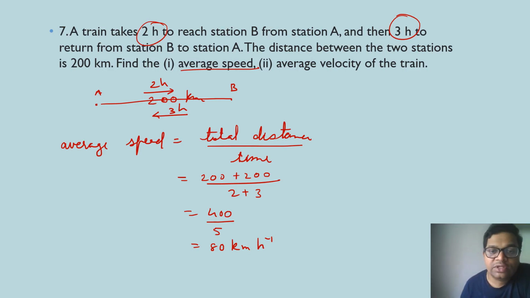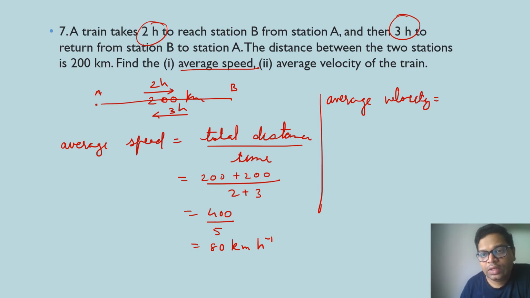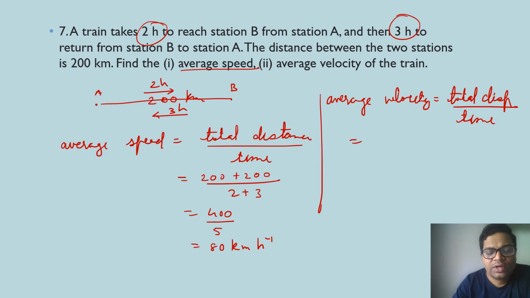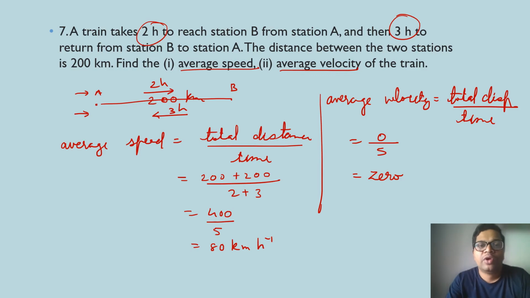Now we have to find average velocity. So the formula, average velocity is equal to total displacement upon time. Now, when you talk about displacement, you have to talk about the starting point and the final point. So here, the starting point is A and the final point is also A. So therefore, the total displacement is 0 when the total time is 5 hours. So the answer is 0. So average velocity is 0 because the train is coming back to its starting point.